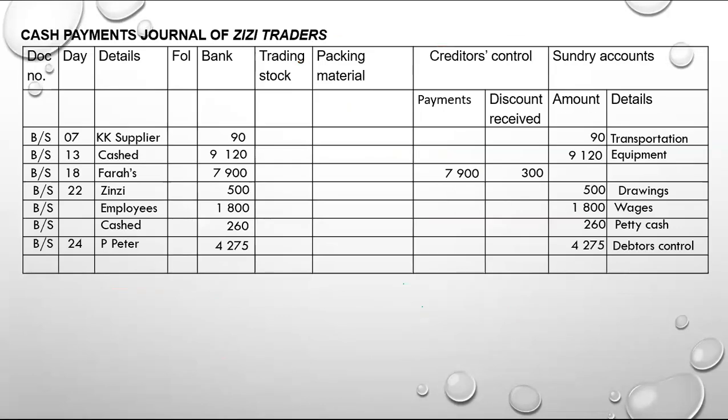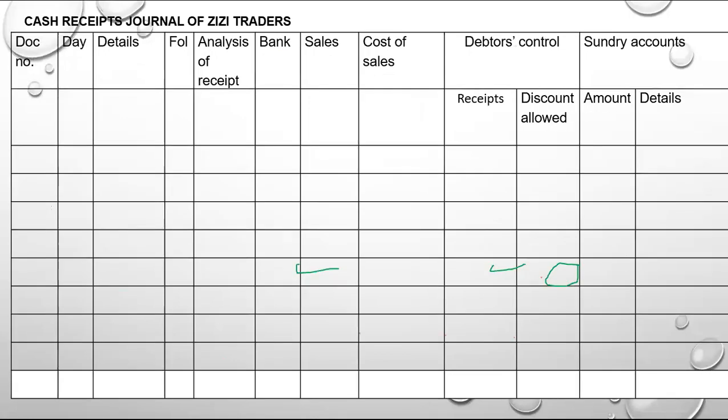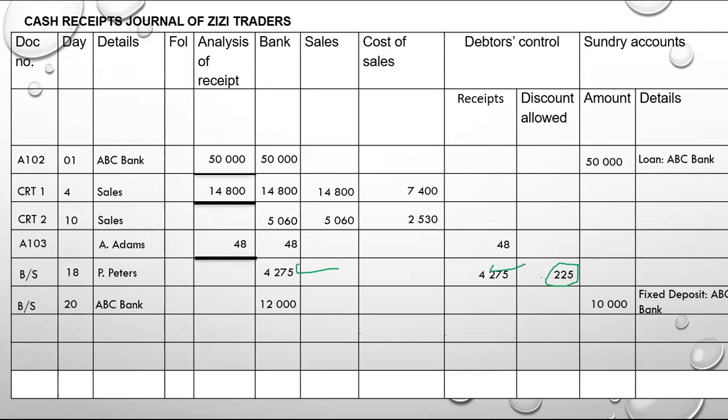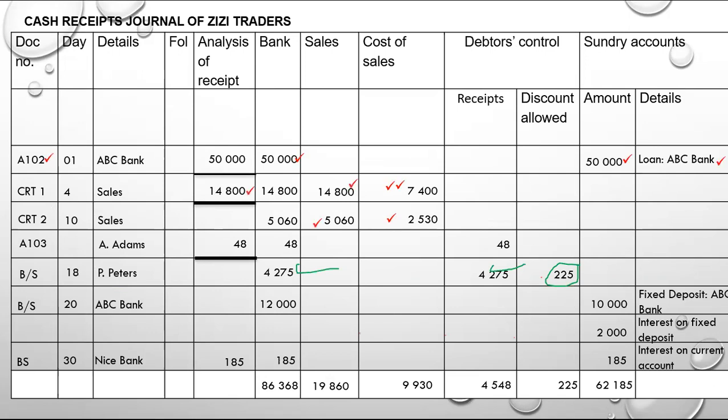Takes me straight to the CPJ, and I'm looking for the CRJ. So this is what we're gonna have. You're gonna have Nice Bank there. It's interest on income, or you can just write it as interest on favorable bank balance or interest on current account. Any of those will be fine, okay? And these are the totals you'll get. Let me just show you mark allocation.